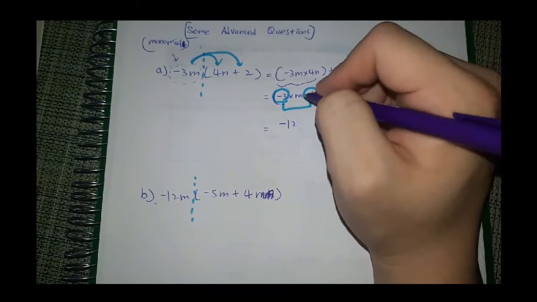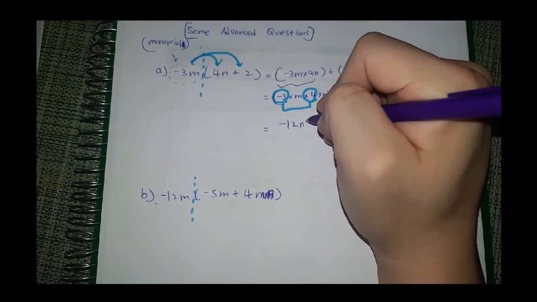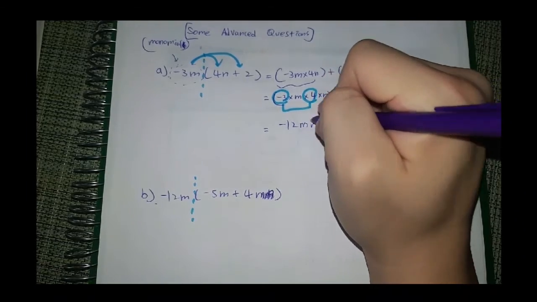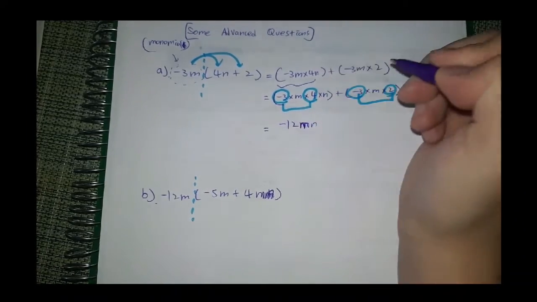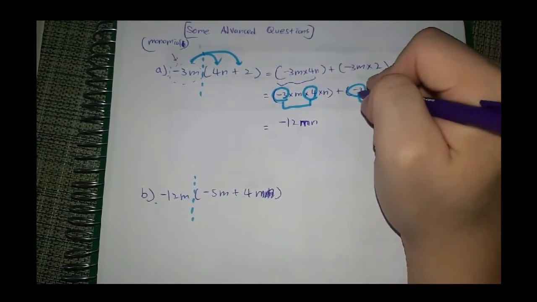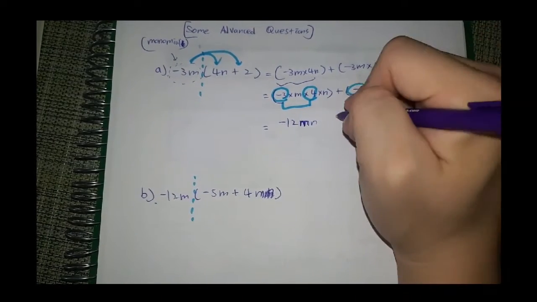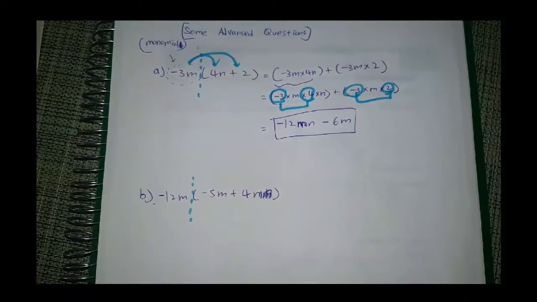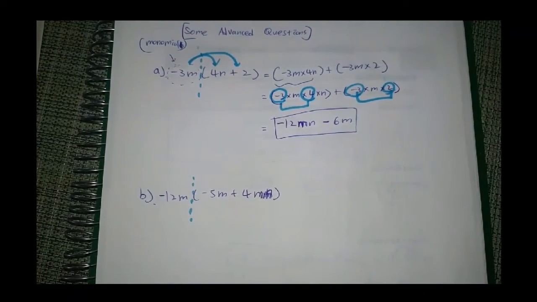L, M, N, O, P. Wait, L, M, N, O, P. There you go. M and N. So it is ascending order, right, when it comes to the alphabet. Negative 3 times positive 2 gives you negative 6m. There you go. That's how we do it.